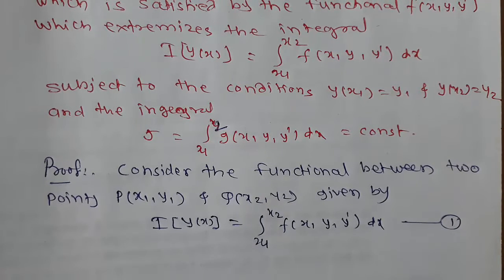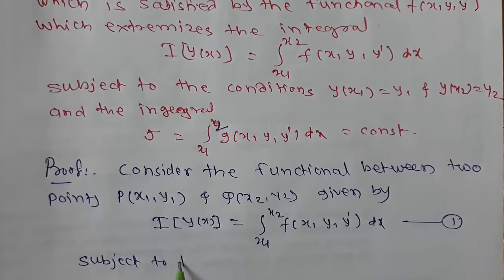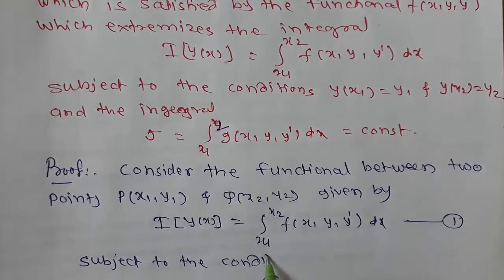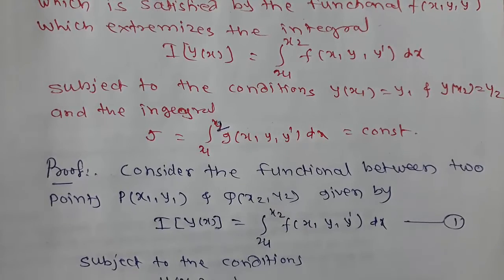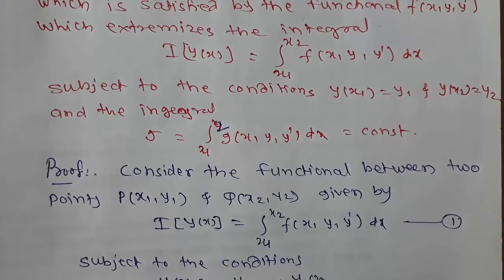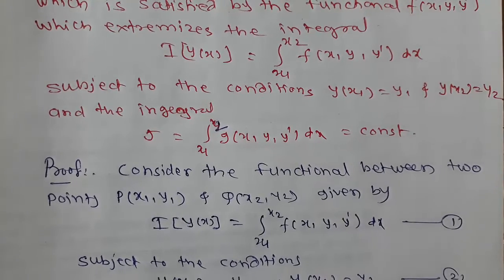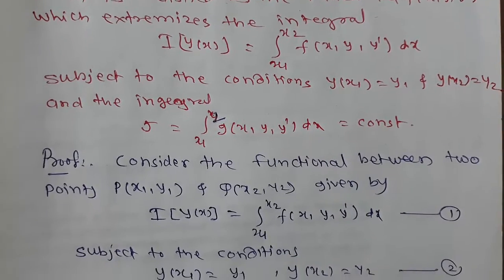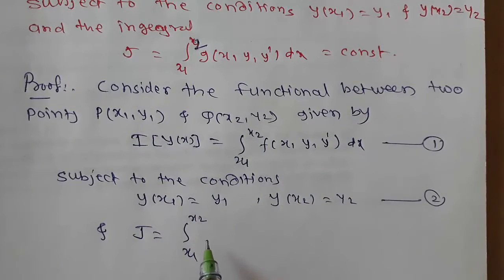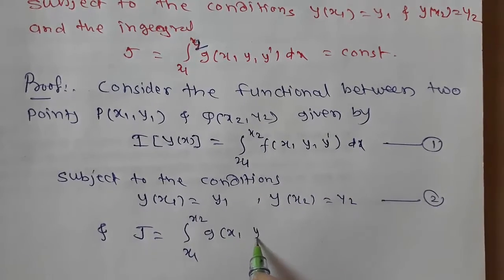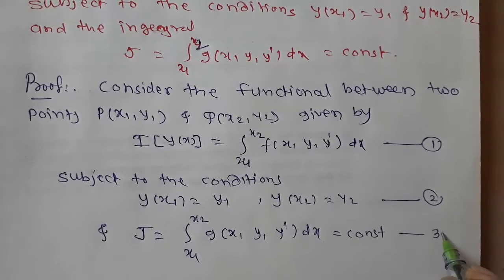This integration has the condition, that means subject to the condition y at x1 equal to y1 and y at x2 equal to y2. This is the second equation, and it is also given that J equal to integral x1 to x2 of g of x, y, y dash dx equal to constant. This is equation 3.